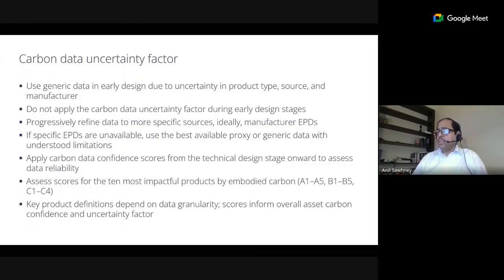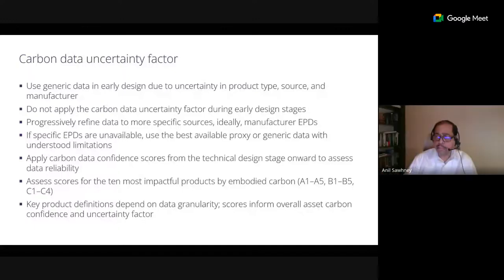So if specific EPDs are unavailable, you will use the best available proxy or generic data with the limitations. So essentially, what happens is you are looking at generic data or proxy data, the uncertainty is going to be high. So based on all of this information, we apply carbon data confidence scores for the technical design stage onwards. Early design, you don't need to worry because we already know that it's going to be a very broad estimate.